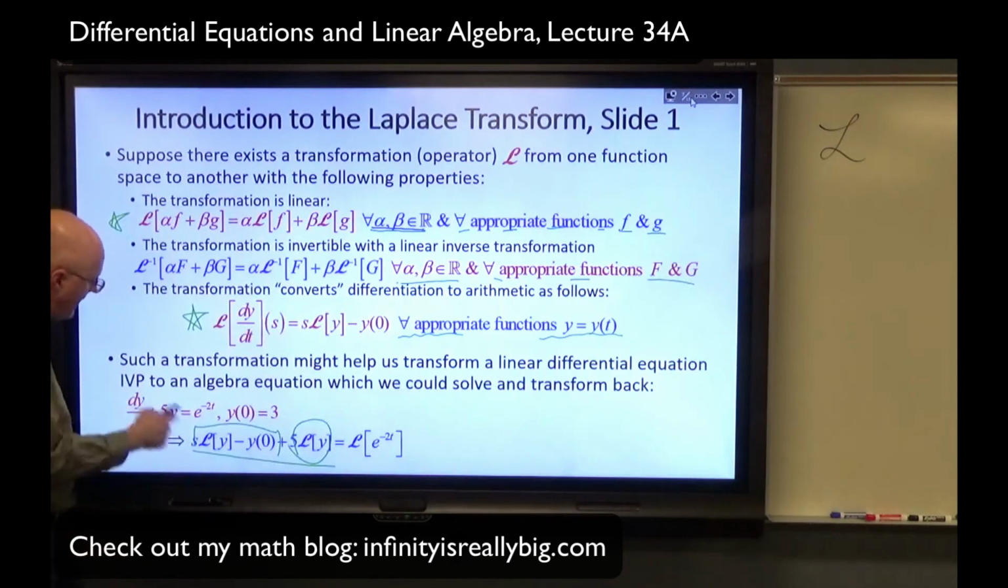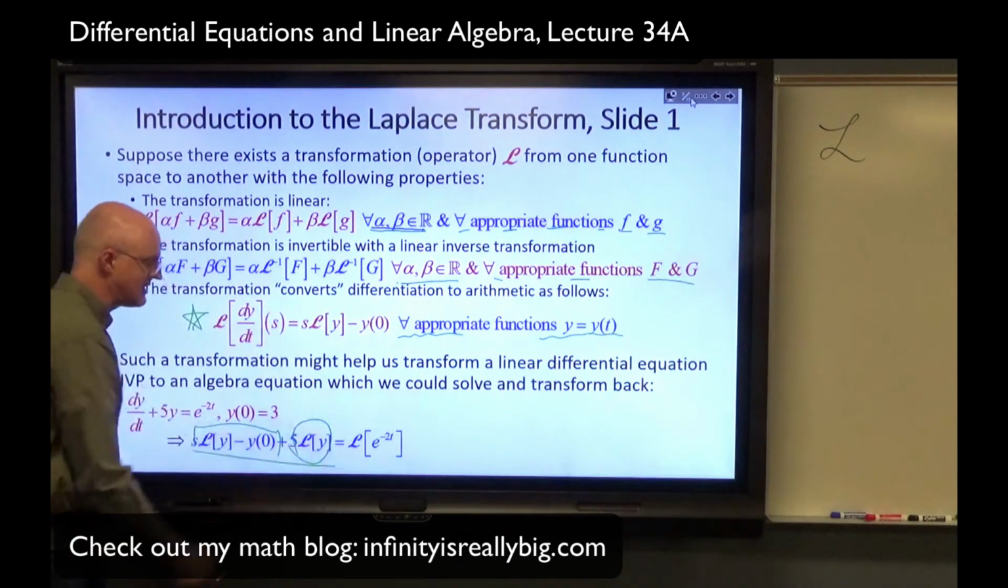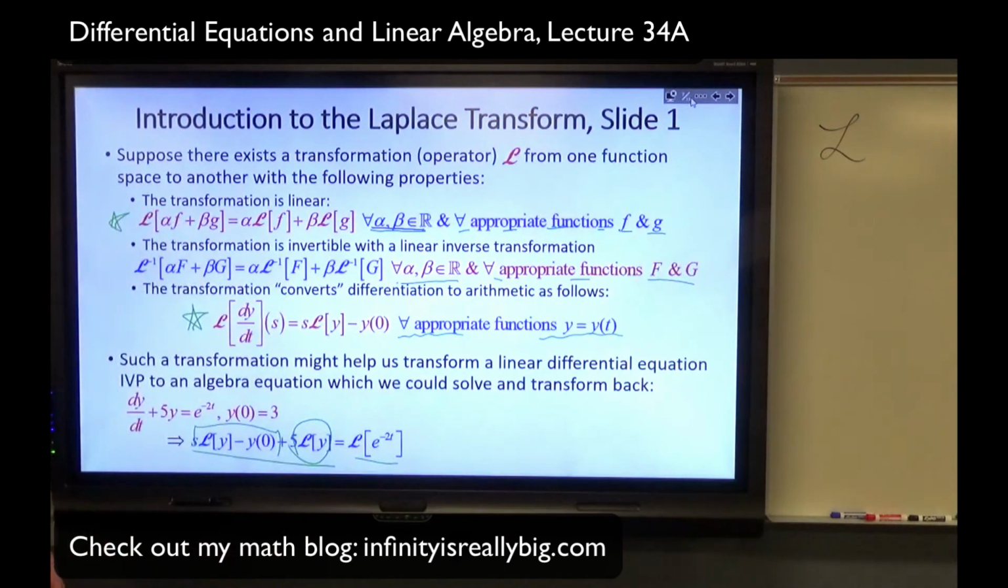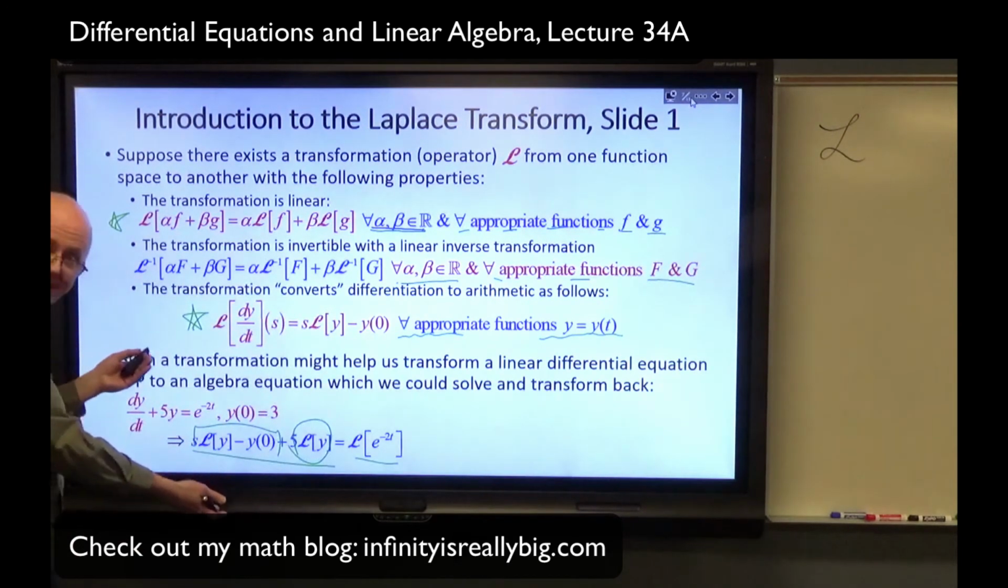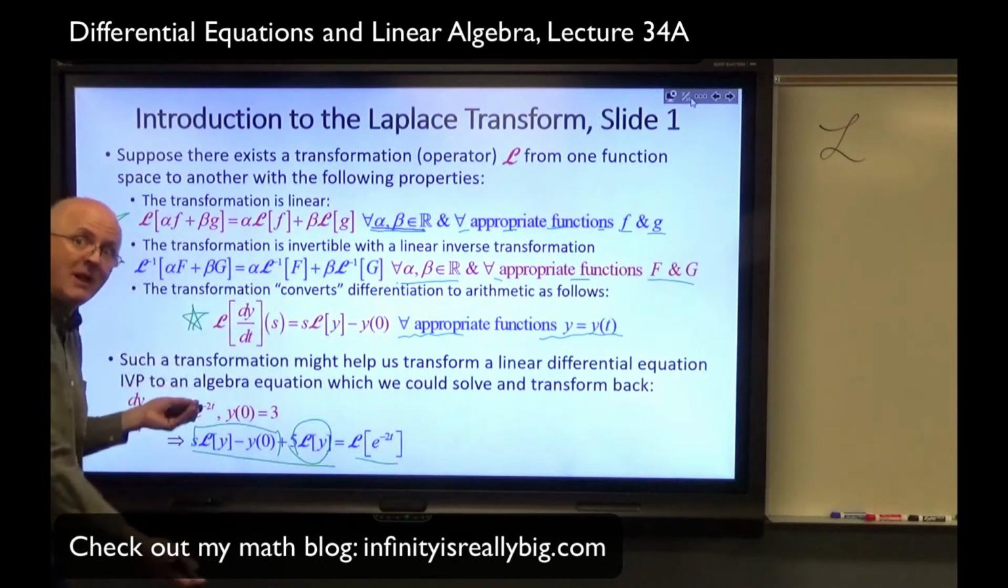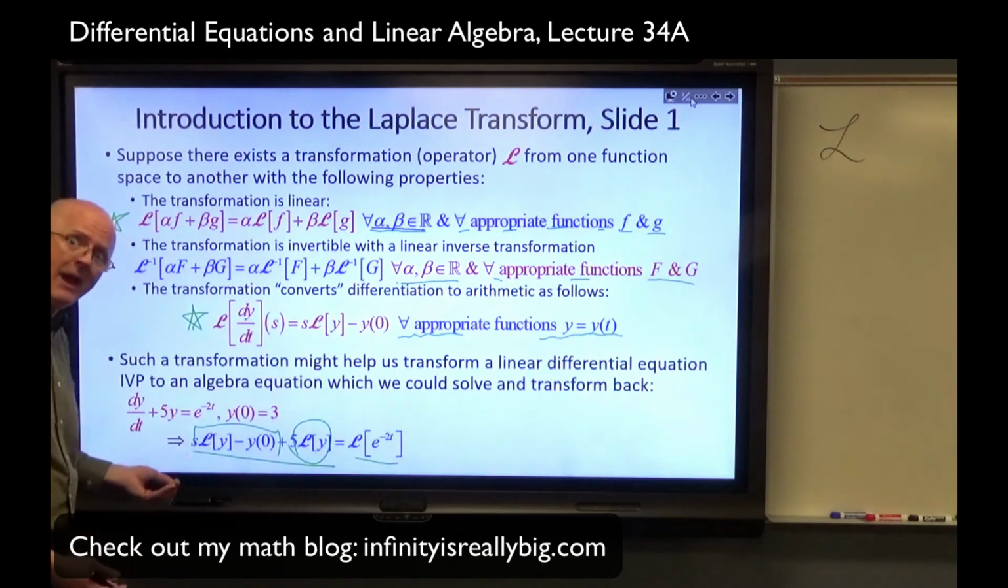If I apply L to the left side, I've got to apply it to the right side too, so I have this on the right side. Whatever that happens to be. I'm not saying yet what that is. What's the goal again? The goal is to solve for y. If we could solve for L of y, this is just an algebra equation in the unknown L of y, and then apply L inverse, we'd get back y.